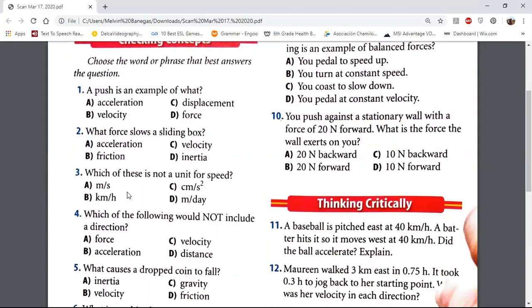Who wants to read number 3? Okay, go ahead. Which of these is not a unit for speed? A. m/s. B. km/h. C. cm/s. D. m/d. Exactly, it's meters per day. It's not a unit for speed, so it's the letter D, of course.